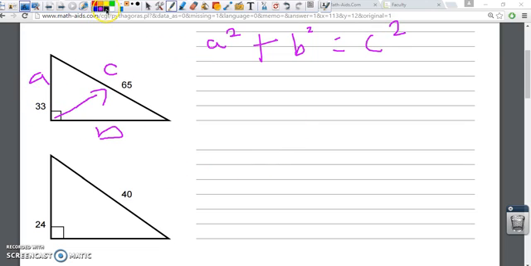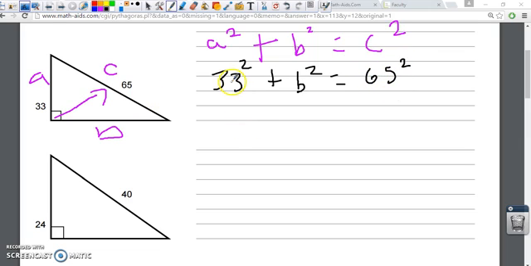Do I have an A? Yes, I do. So A is going to be 33. So 33 squared plus B squared. Do I have a B? Nope. So just bring that B squared right down. Do I have a C? Yes, I do. 65. So 65 squared.